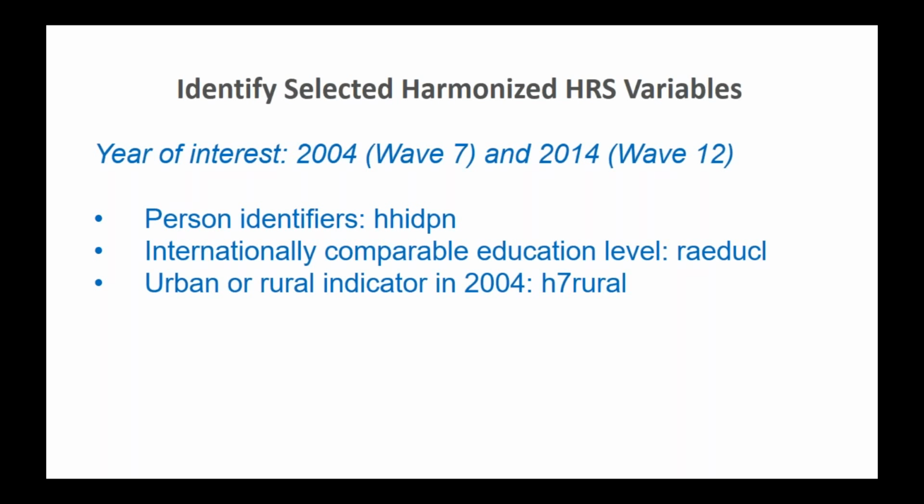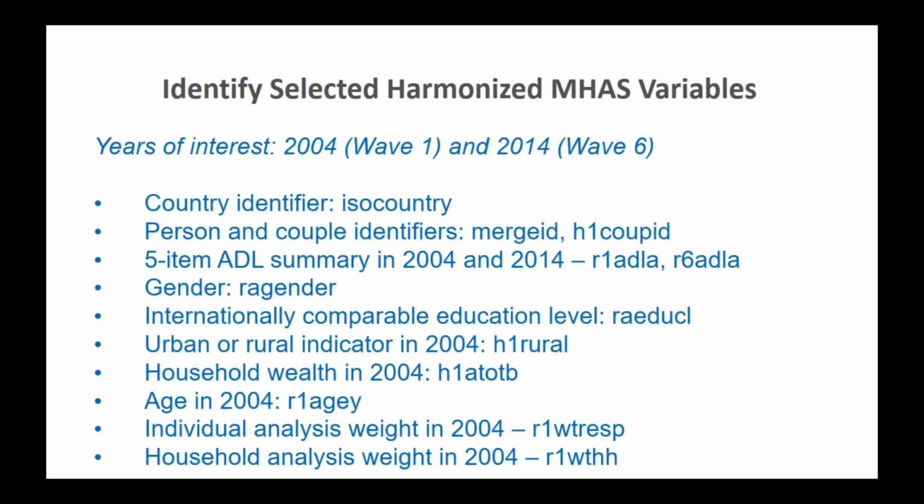So this uses ISCED equivalent scales in different countries to kind of get an idea of how education can be compared across different countries. And then we also want an indicator of urbanicity, or whether urban or rural, and that is named H7R rural. In this case, H is for the household, because we know that everyone in the household would either all live together in a rural area or in an urban area together. So those are our HRS variables.